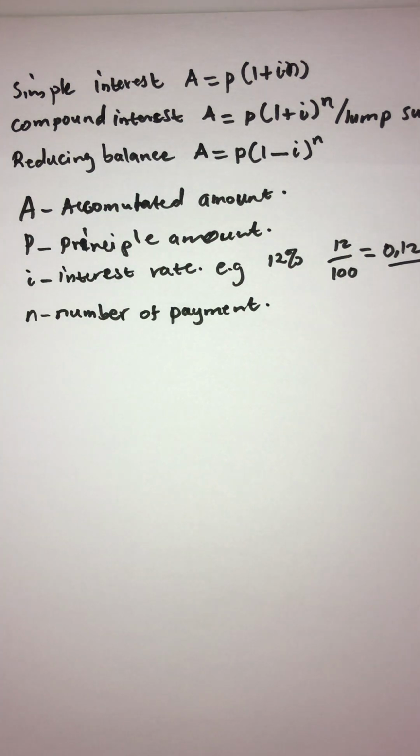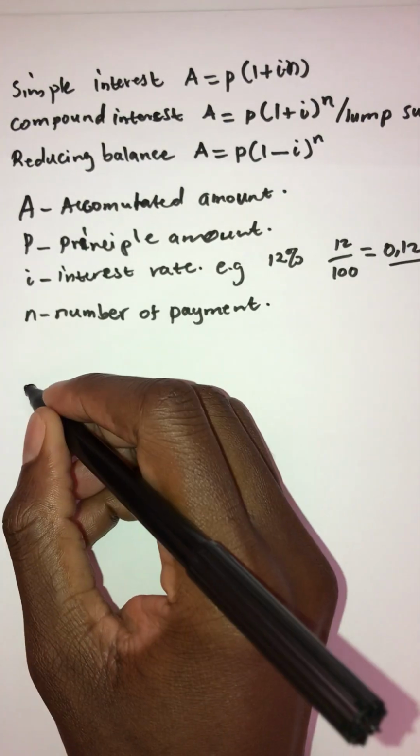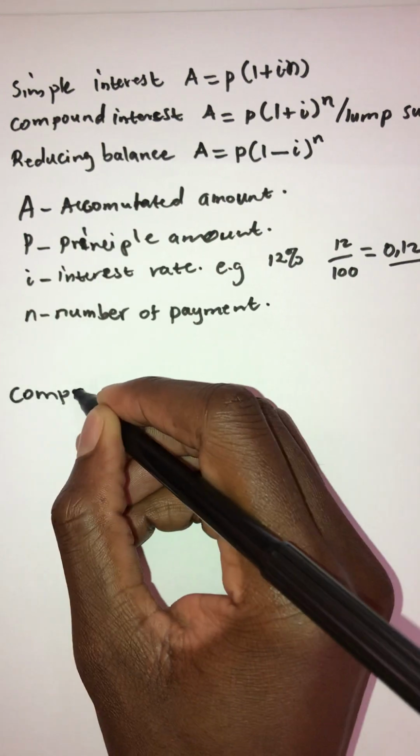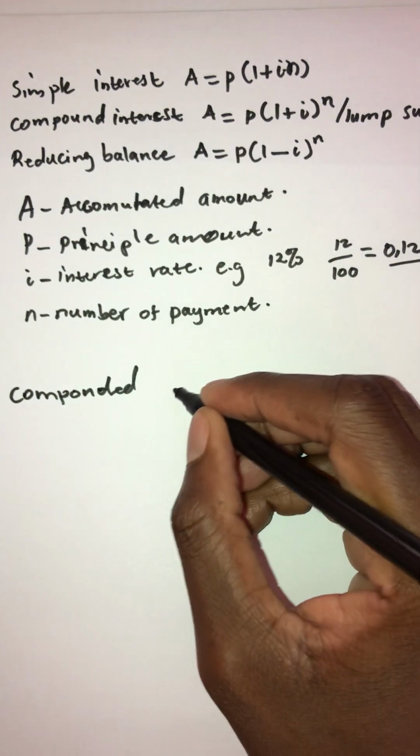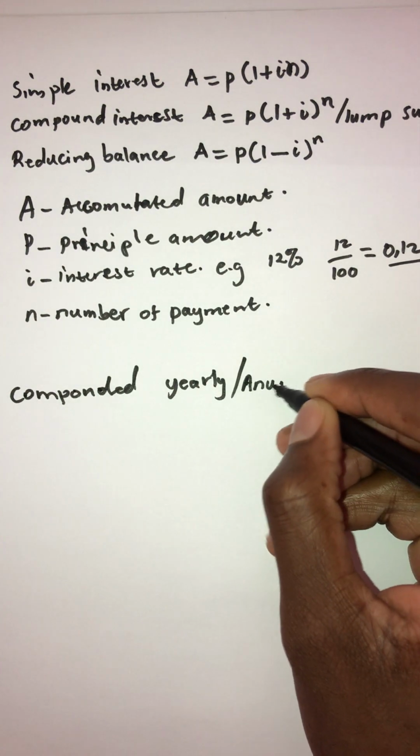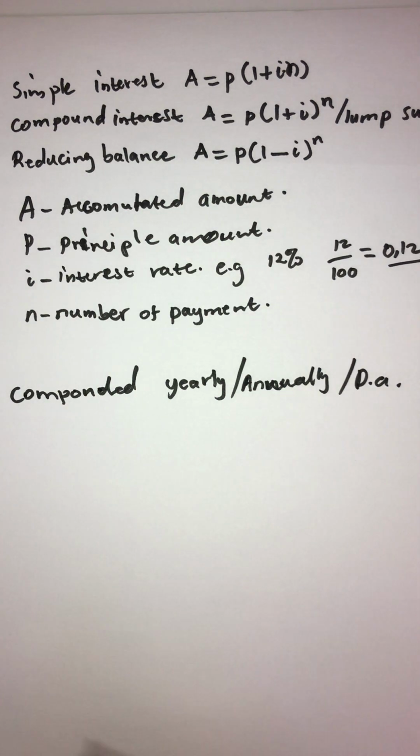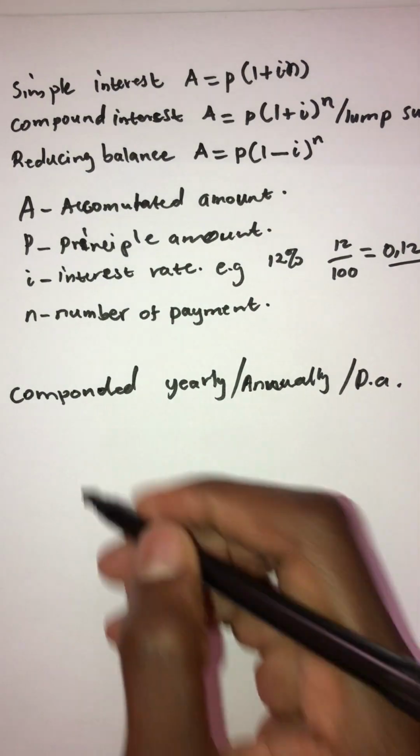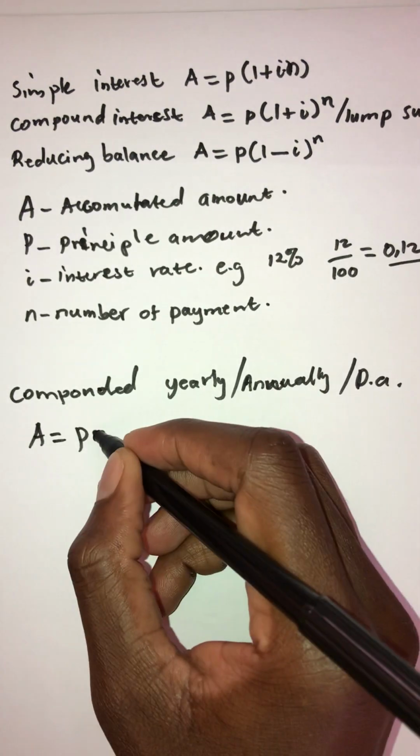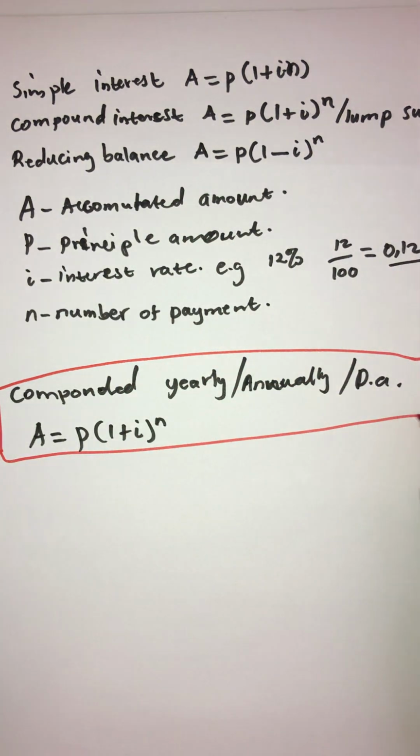Now, let's talk about the formulas first. So, let's say the question says compounded yearly or annually or per annum. Once they say compounded yearly, annually or per annum, it means that this is the formula you're going to use: P(1 + i)^n. This is the formula that you are going to use when they say it's compounded annually or yearly or per annum.